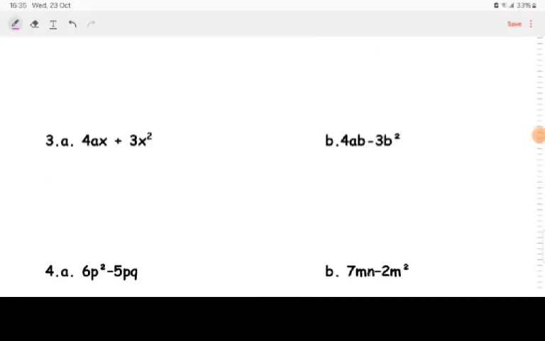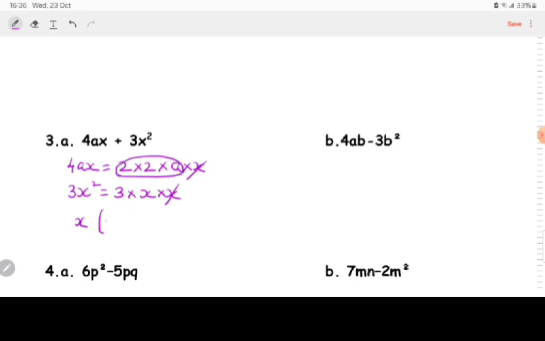Let's see what we have here. 4AX is equal to 2 into 2 into A into X. Then we have 3X square, which is equal to 3 into X into X. So we have X and this X common. So X outside. And we have 4A plus 3X inside.